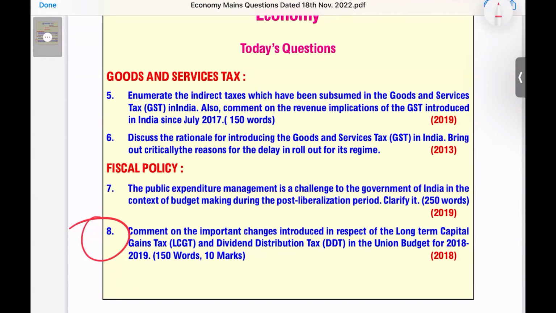So what is the principle for amendment? Apart from the constitution being 2/3 majority, 50% of the states should agree. Yes, that is the amendment required for GST. Yes or no? Yes, sir.